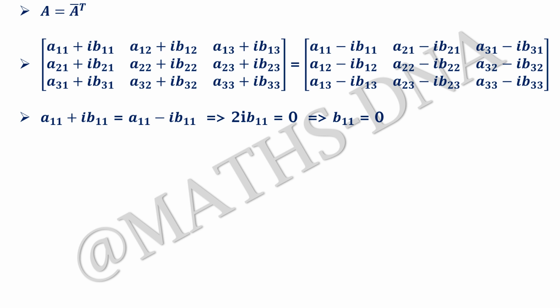Firstly we get A11 plus iB11 equals A11 minus iB11, which implies that A11 gets cancelled out and 2iB11 equals 0, which implies B11 equals 0. Similarly, you can solve the second element and the third element, and this will give you B22 equals B33 equals 0. So the entries with the imaginary part on the trace become 0.